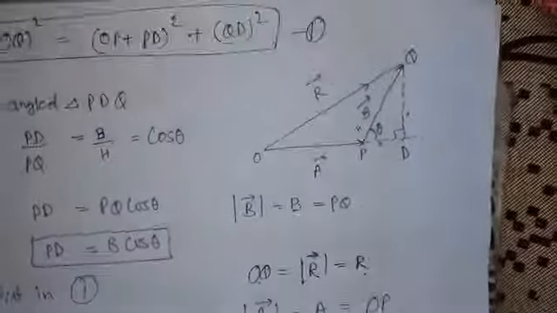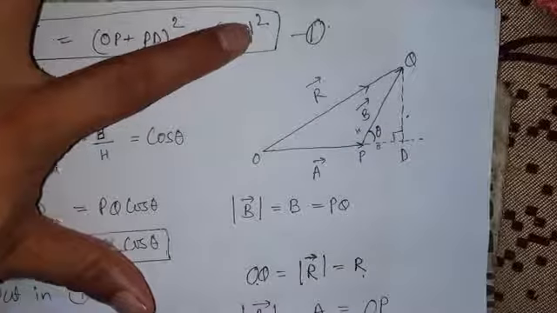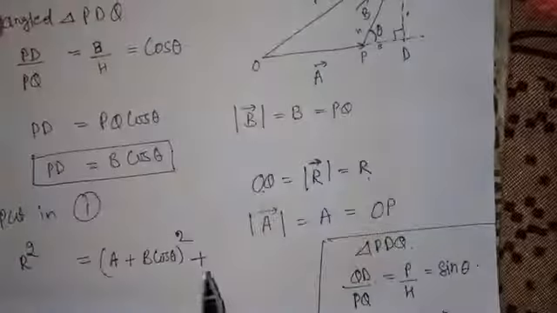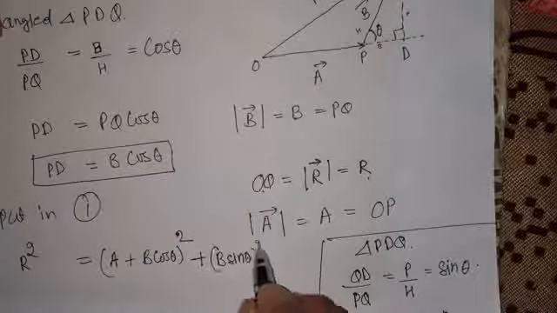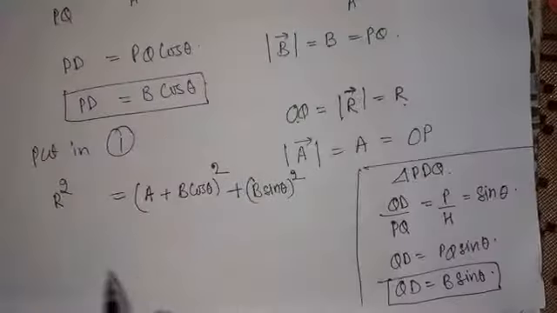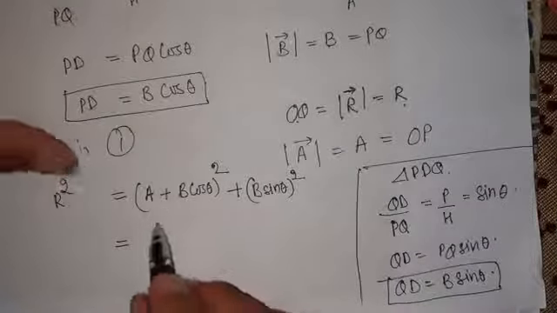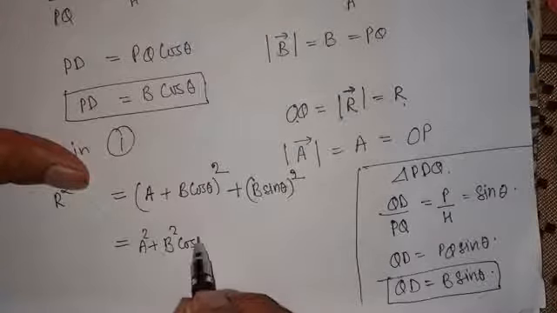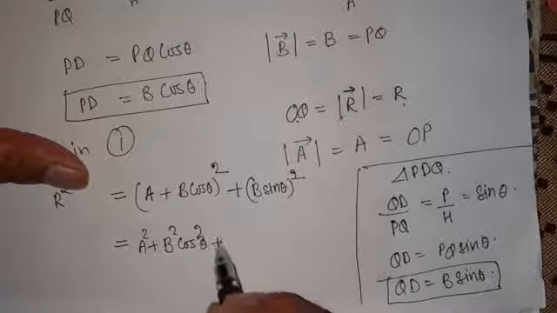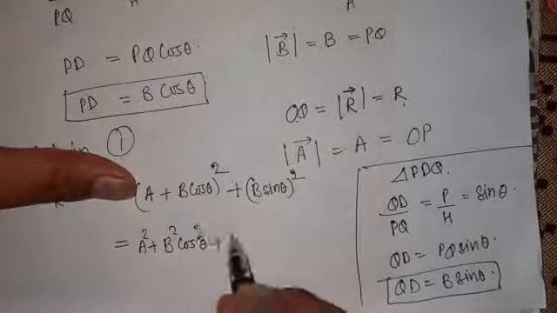Now in the first equation, QD square means we will have (B sin theta) whole square. Now it is time to expand it out: it is A square plus B square plus double of AB.